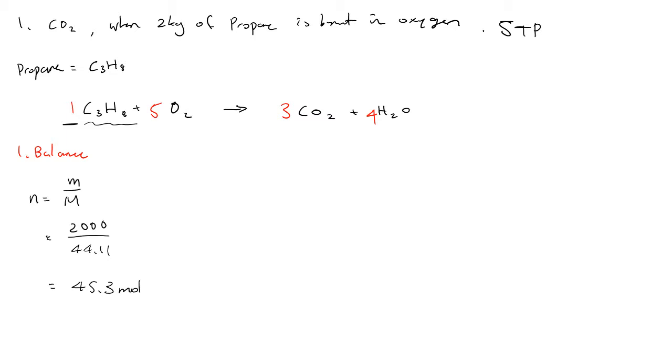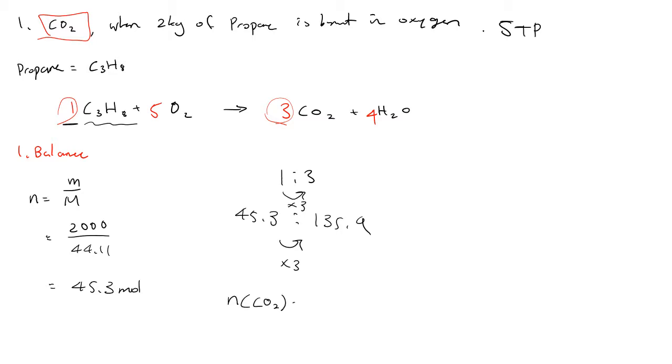And we're trying to find the volume of carbon dioxide produced. From our balanced chemical equation, we know that for every mole of propane, we get 3 moles of CO2. So the ratio between propane and CO2 is 1 to 3. In this case, we have 45.3 moles of propane, and we multiply by 3 here too. So 45.3 times 3 is equal to 135.9. So the number of moles of CO2 produced is 135.9 moles.